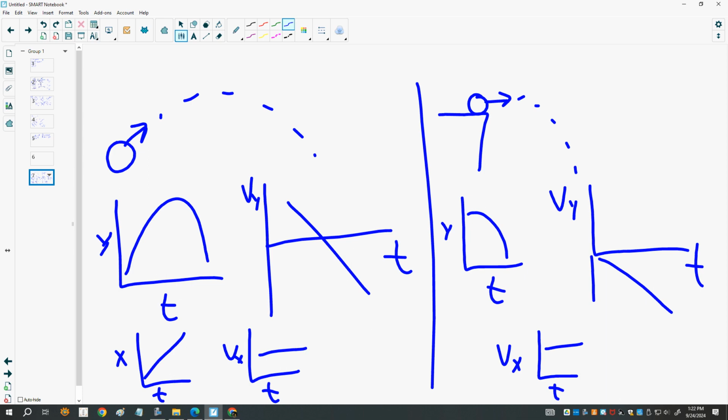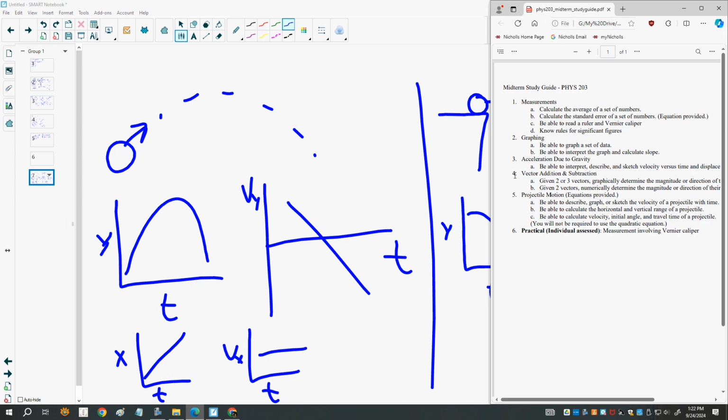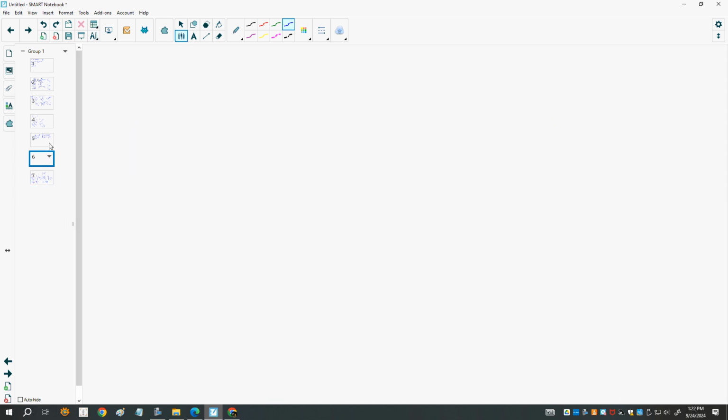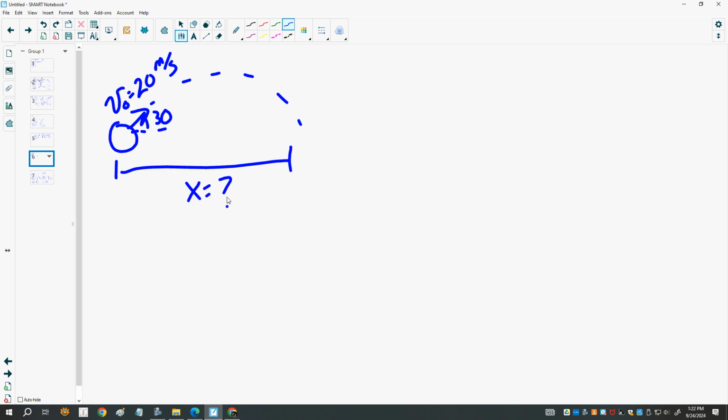However, you also will have to be able to calculate the horizontal and vertical range, and then be able to calculate the velocity, initial angle, and travel time of a projectile. We've been doing this quite a bit in class, and we did it in lab as well. If I give you an object with an initial velocity, say 20 meters per second at 30 degrees, be able to tell me what is the maximum range, what is x equal to, and then what is y equal to. In the course of that, you'll need to know what is this time. You'll need to know what is this time.